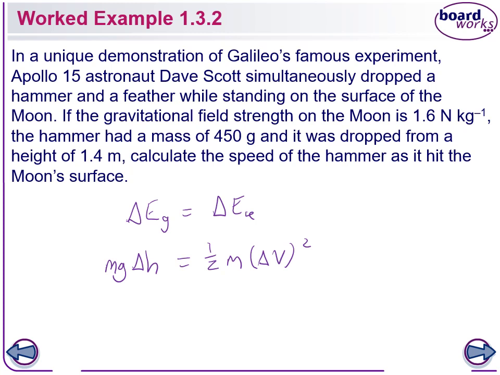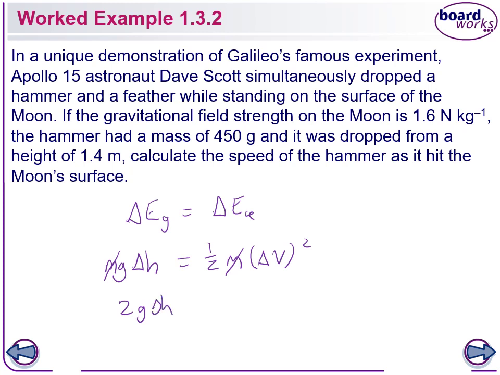If we fiddle around with this equation a little bit, you'll see that the mass of the hammer hasn't changed, so we can actually cancel that out. And we get g delta h equals 1/2 v squared. We can rearrange this further. We're looking for the speed of the hammer, so we can do 2g delta h.